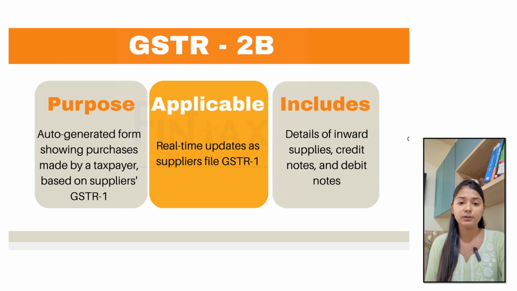What does it include? Details of inward supplies, goods and services you have received, credit notes and debit notes issued by suppliers. It helps you to identify mismatches and avoid wrongful ITC claims. In short, GSTR2B is your ITC dashboard. It ensures you are claiming only what's eligible and keeps your GST filing clean and compliant.